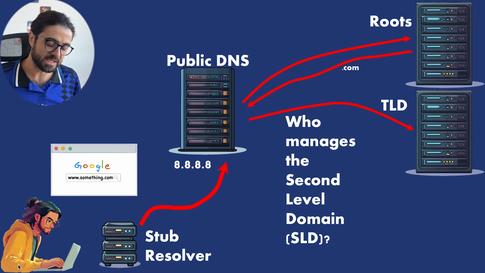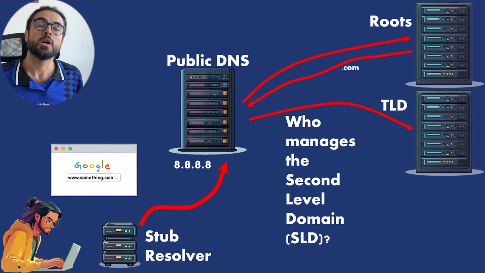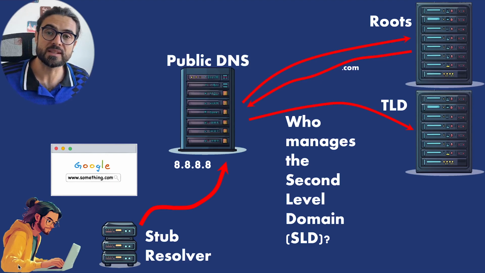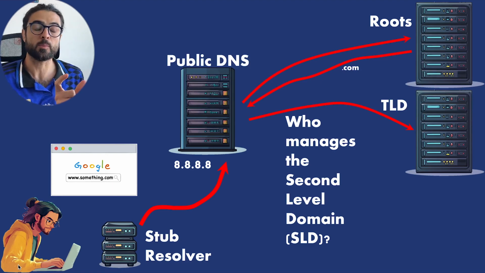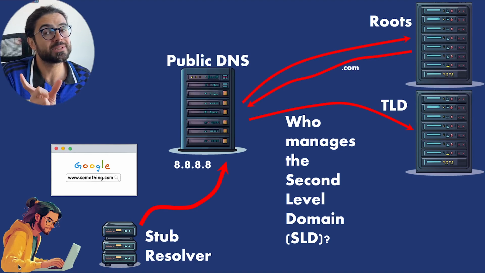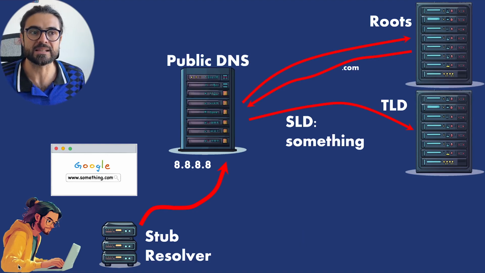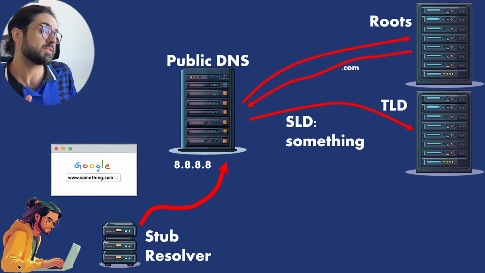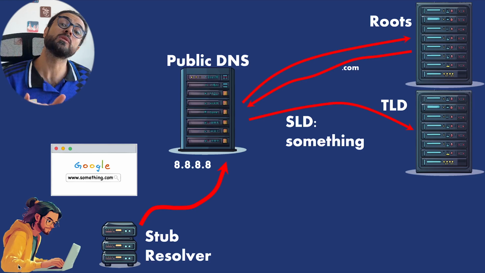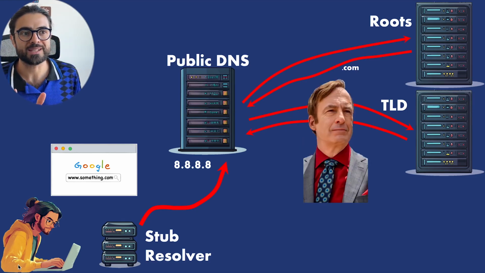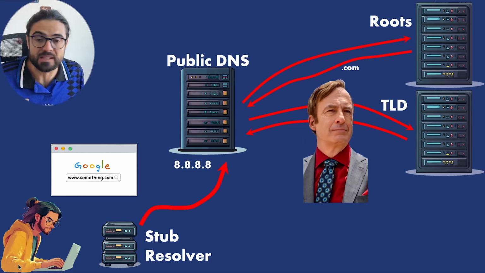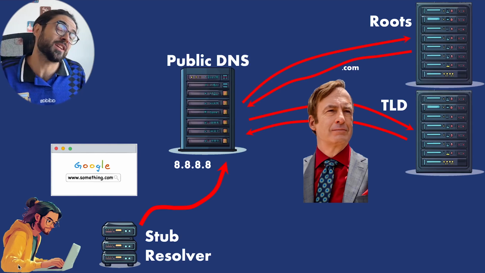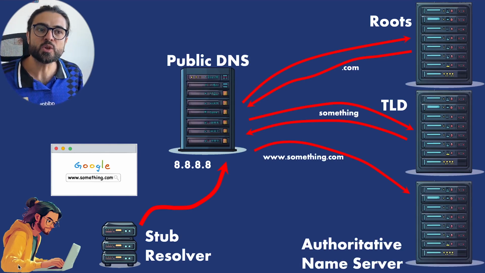And you go to the TLD and say, okay, now I know you are the person who is dealing with the .com or .ca part of my address. But I want to ask for the second level domain, the SLD. In our case, it's something. So do you know the IP address of something.com since you're responsible for the .com part? And you might get told, I don't know, but I know the guy who knows the guy who can help you. Then you go to the authoritative name server.